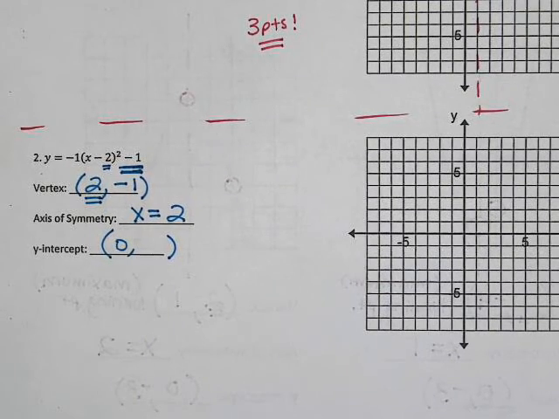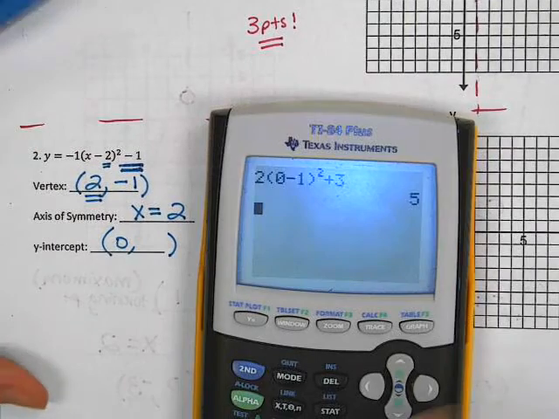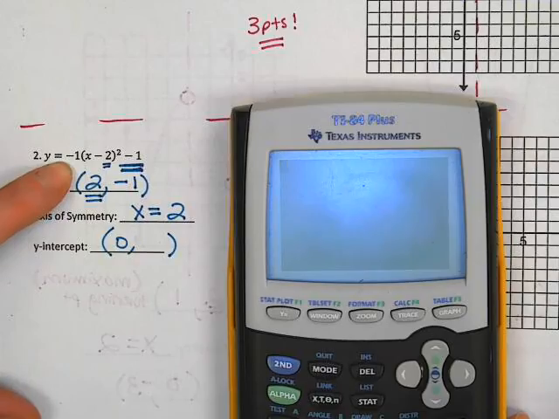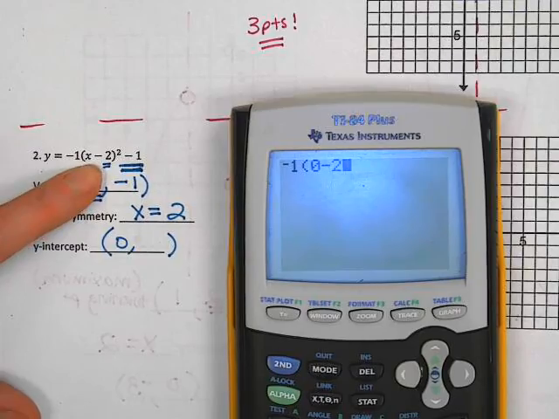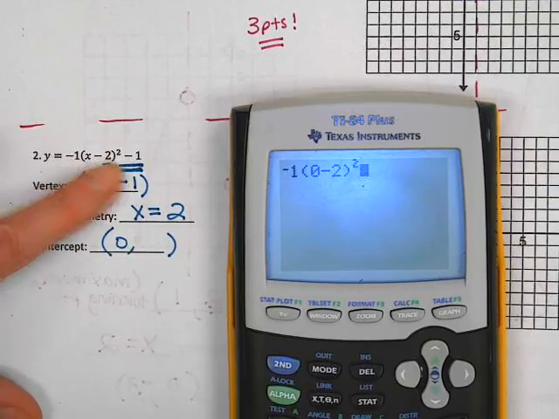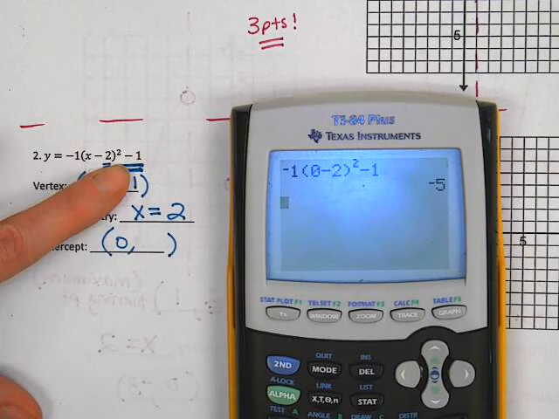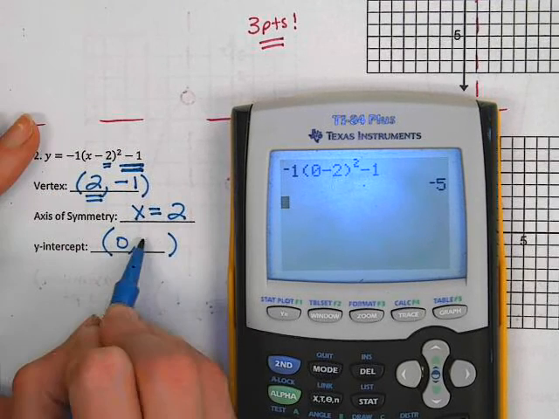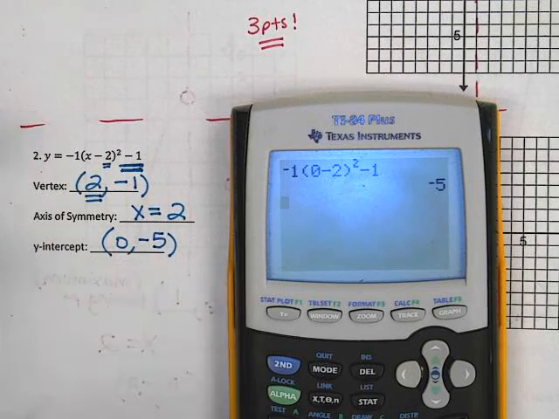And the y-intercept is what you get when you plug in 0 for x. So let's do that. So let's plug in this equation, but we're going to replace x with a 0. So negative 1 parenthesis, 0 minus 2 parentheses squared minus 1. So the y-intercept is negative 5. So 0 comma negative 5.